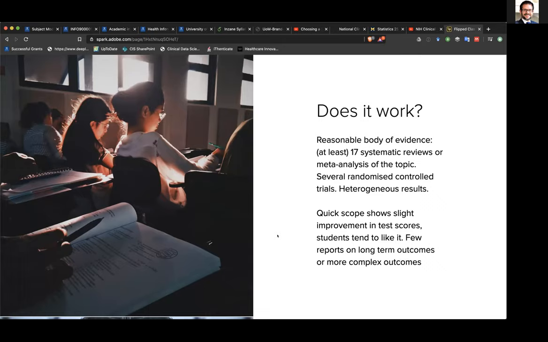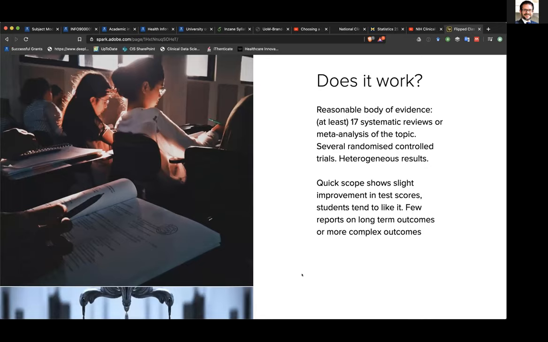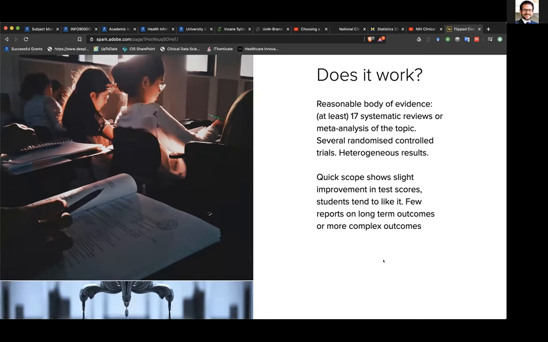So the quick scan shows slight improvement in test scores. Students tend to like it more than traditional teaching methods, but few studies report on long-term outcomes or more complex outcomes. One of the last randomized trials I found was from November last year, and they reported on results 4 months after the actual course ended, and they still showed some favorable results.